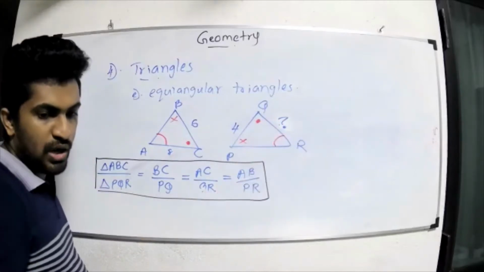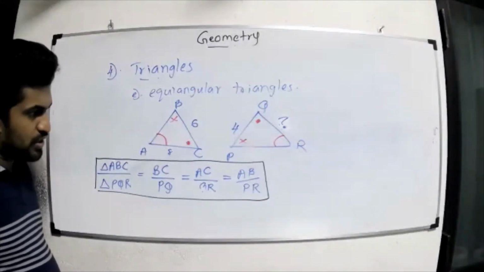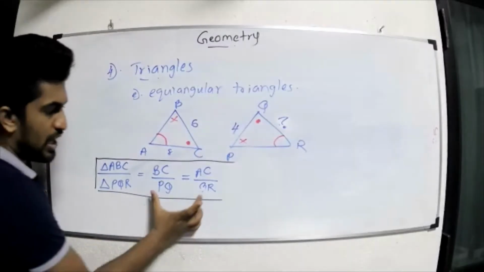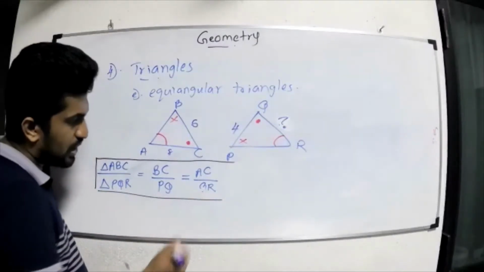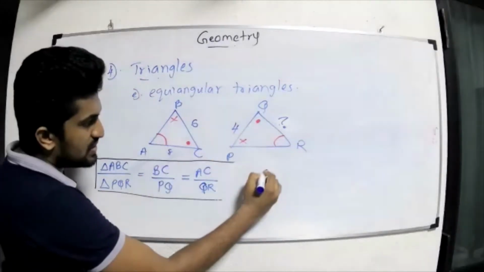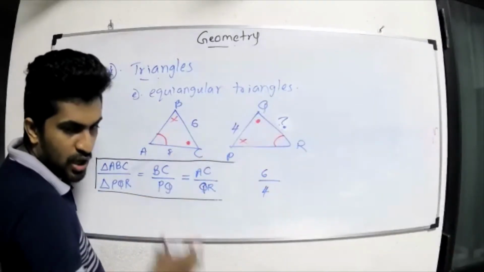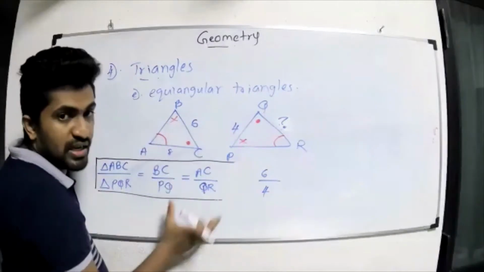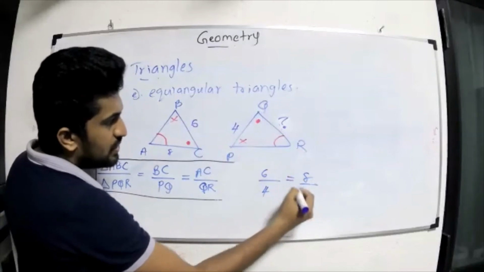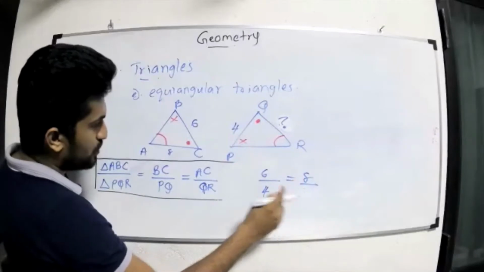If they ask to find QR, how can you find it? Write data. Then you don't need AB or PR, you don't need that relationship. You can use only these two. BC is how much? 6. PQ is how much? 4. So after you've written this relationship, then you can substitute data. Equals AC is how much? 8. QR you don't know, you have to find it.